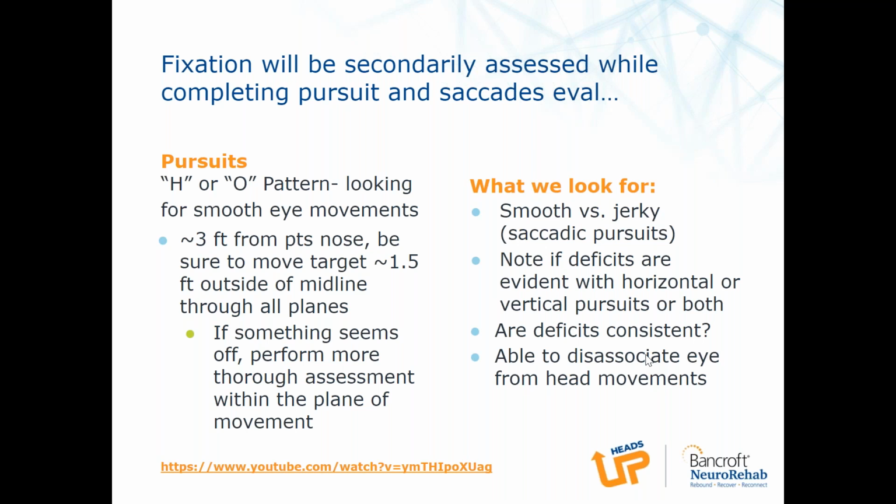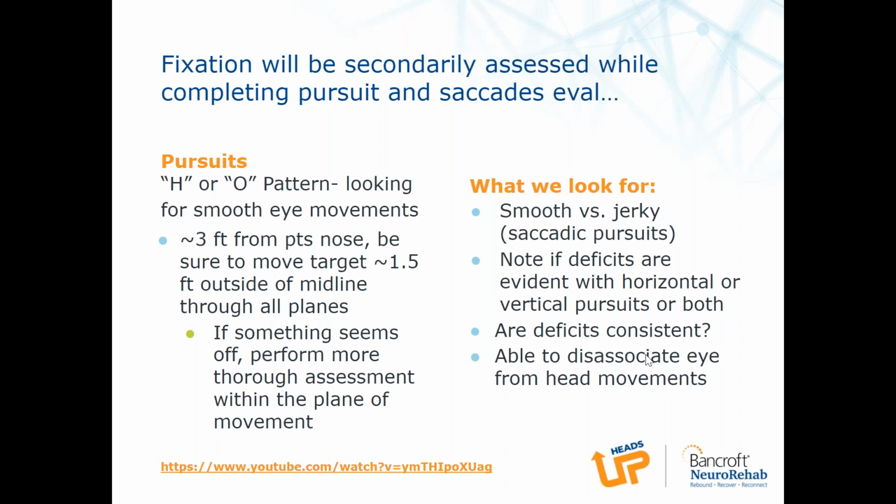But essentially when we're looking at pursuits, oftentimes we'll use an H or an O pattern, some people use an M, and we're just looking to move their eyes through all their fields of vision and all their planes of vision. So if we're seeing any dysfunction, meaning they're having a hard time holding on to the target or there's a lot of jerkiness in the way their eyes are moving, we're then going to dive into that a little more and perform a more thorough assessment within that plane of movement. We need to be looking at these skills in both the horizontal and vertical planes. And then we're also looking, are they consistent or do they improve over time?